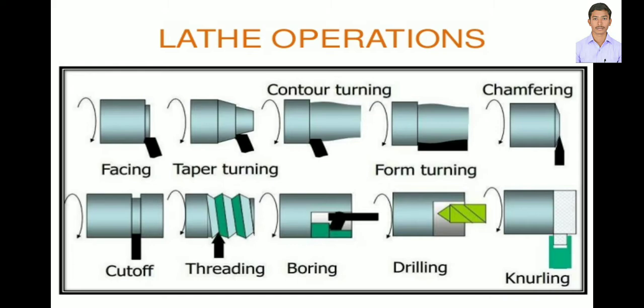Chamfering means the end of the workpiece is given a small taper, either 1 mm or 2 mm in thickness. And cut off means it is like grooves. We take shafts, and in those shafts grooves occur, in the middle position or at the ends. So, that is the cut off position, which is like grooves.